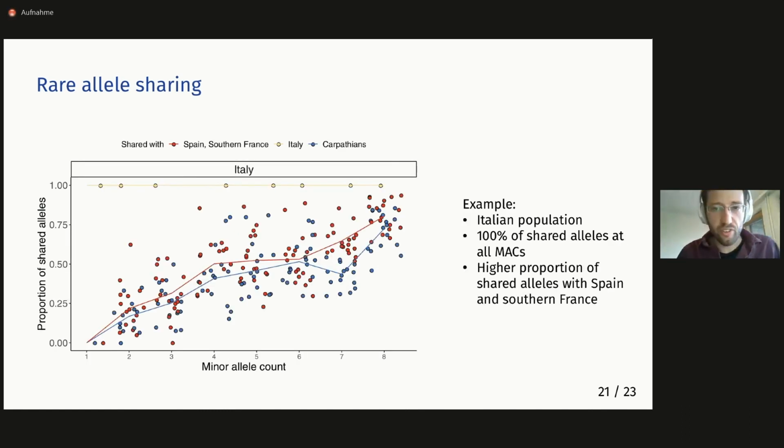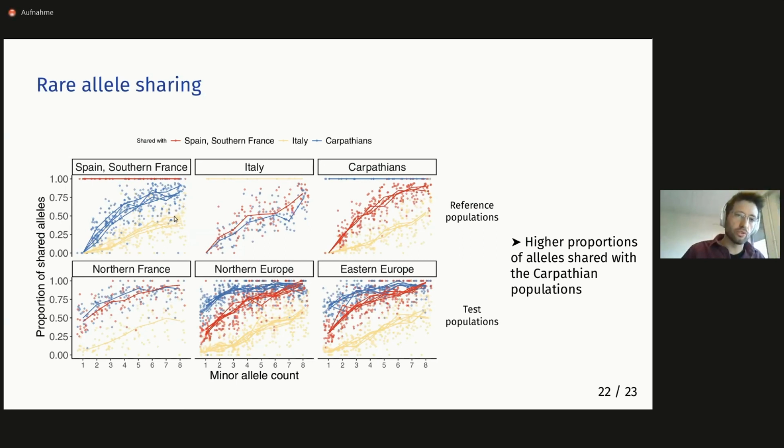And so if I go directly to the results that you obtain, it's actually very consistent with the other analysis, where we see that most populations from Northern Europe and Eastern Europe, so each curve here is the pattern from a single population, share most of their alleles with the Carpathian populations here in blue. Then come the southern France and Spanish populations, and finally the Italian population. And so this is the common trend in all these analyses and also here in these plots.